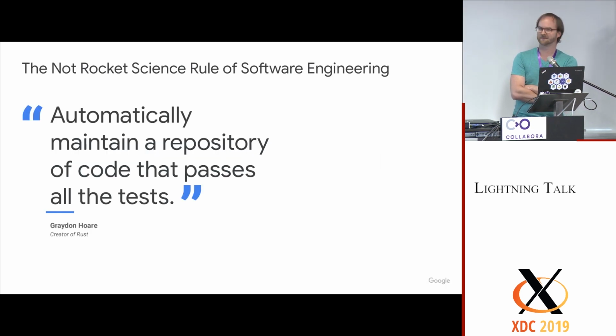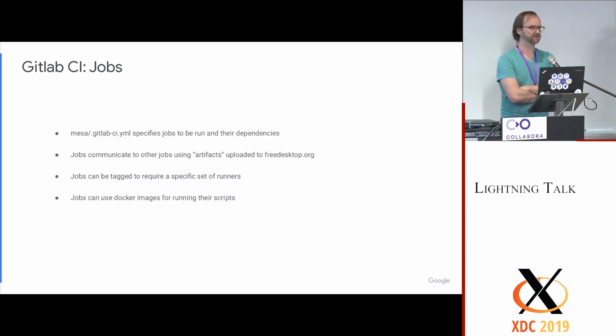I am really inspired by the creator of Rust's "not rocket science rule" of software engineering, which is to automatically maintain a repository of code that passes all the tests. What this means is if you care about a test, you should be running it before you merge code every time. Make sure the tests stay green. So what do we have available to help us with this?